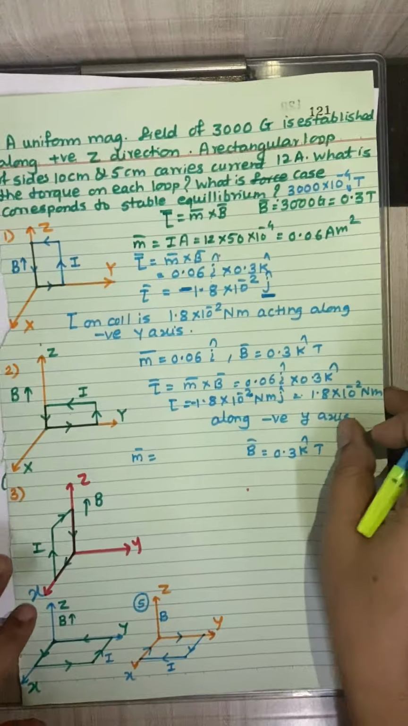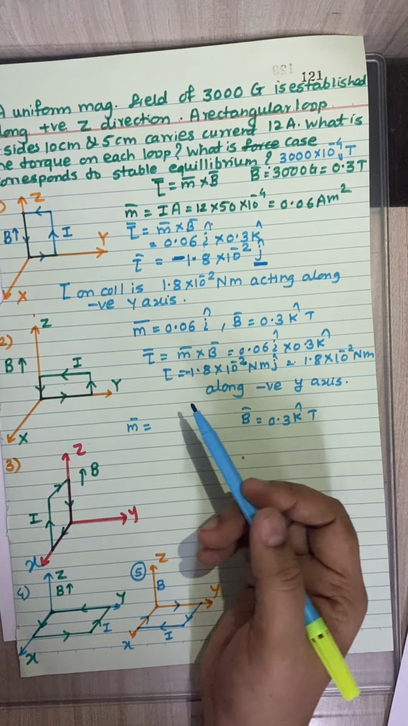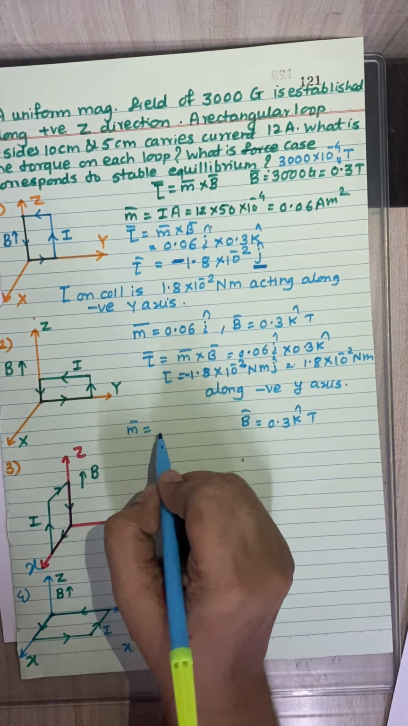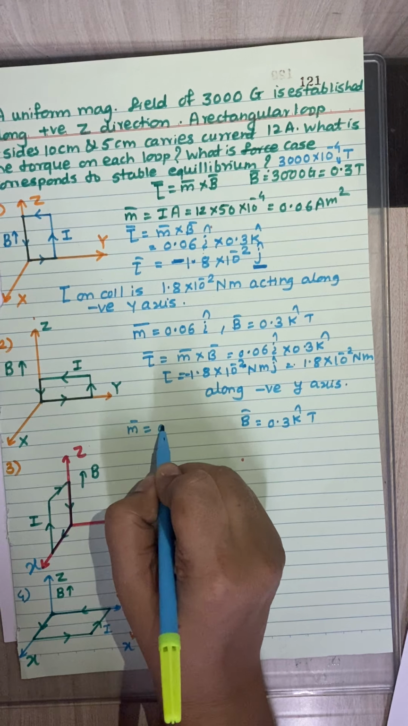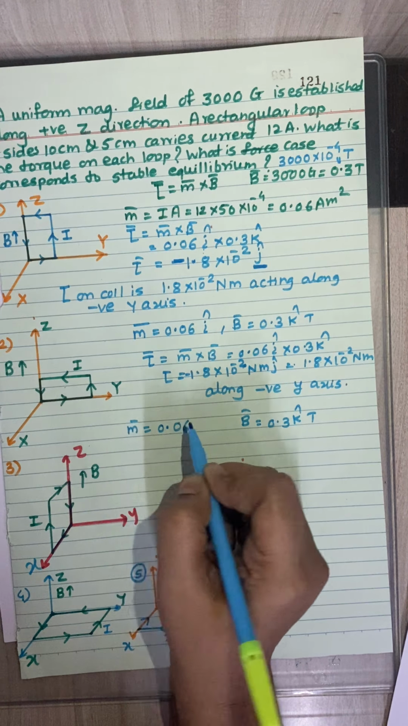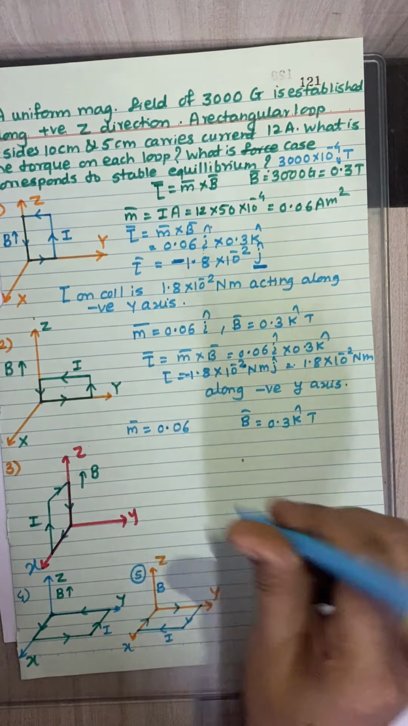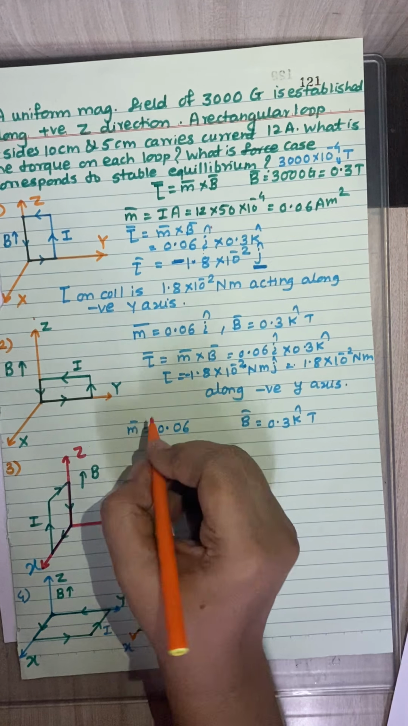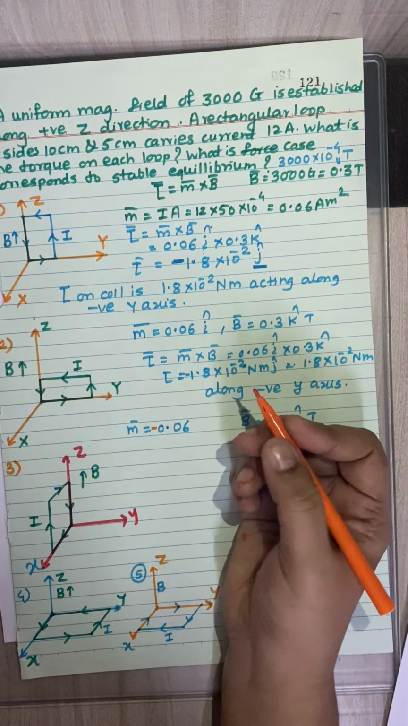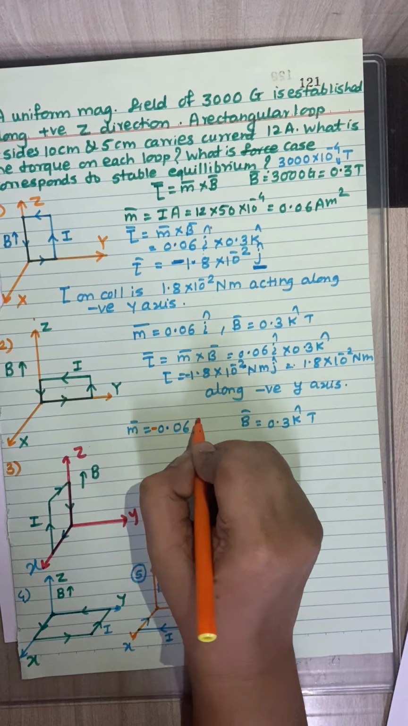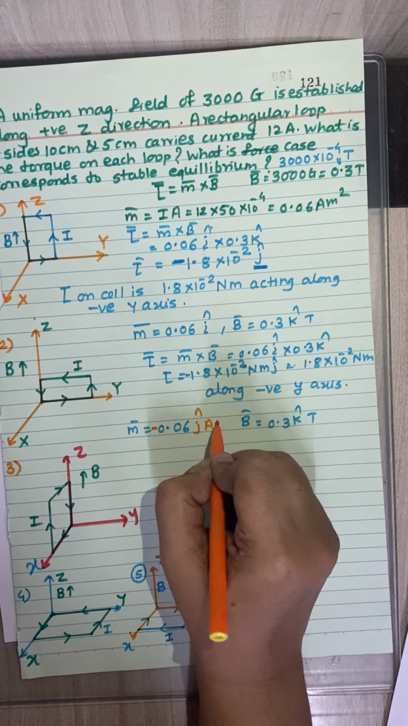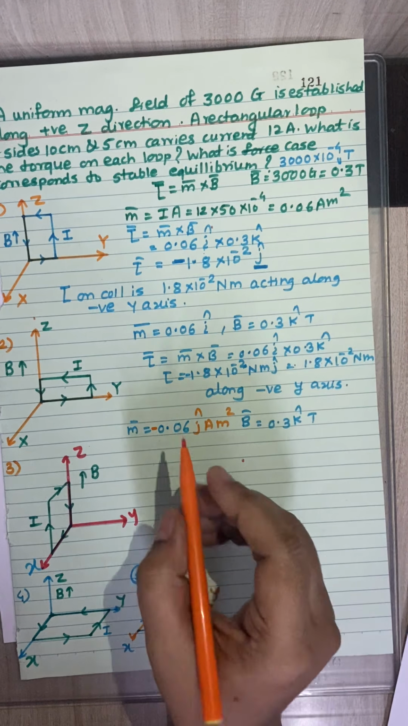Now what happens? I'll write down here once again. M is equal to, the magnitude remains the same, so 0.06. But now as it is along the negative y direction, I will represent it as minus 0.06 J cap ampere meter square. Now it is easy to calculate.